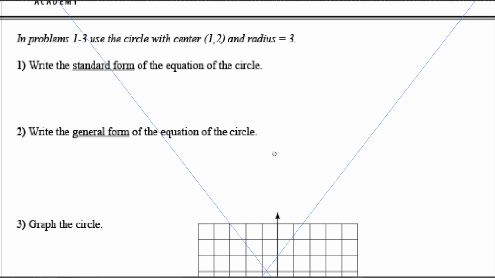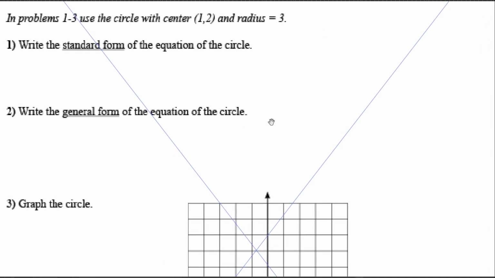All right, so you just took this thing yesterday, right? And you just got it back today. So let's take a look. Let's go over it. Let's see what we can do. Did you take it? Yeah. Okay. All right, so here we go. It says on problems 1, 2, and 3, we use the circle with the center of (1, 2) and the radius of 3, write the standard form.